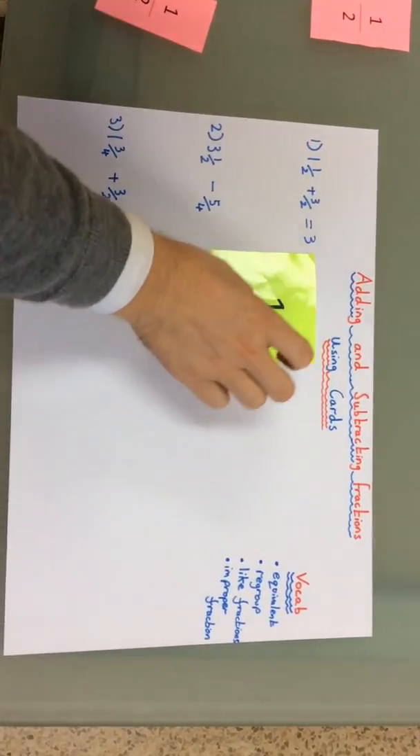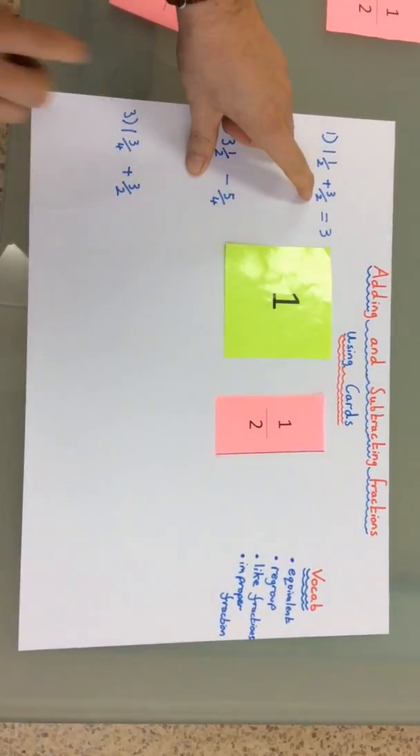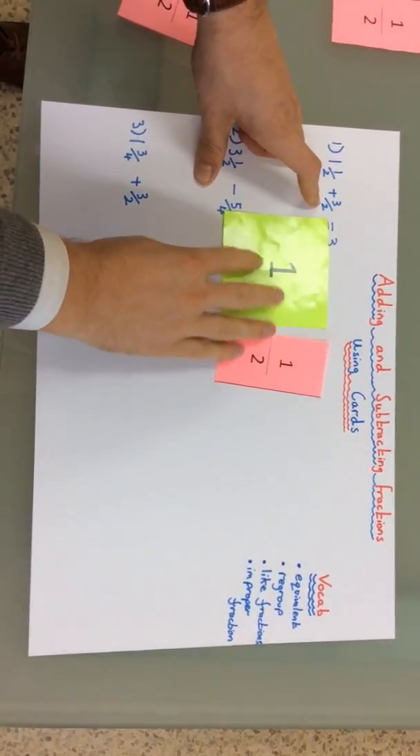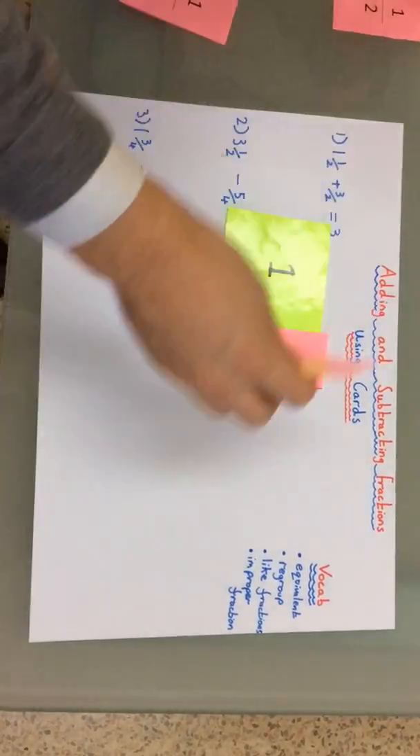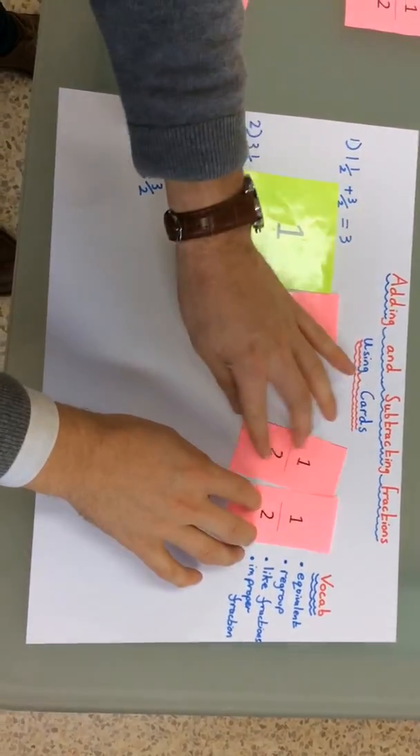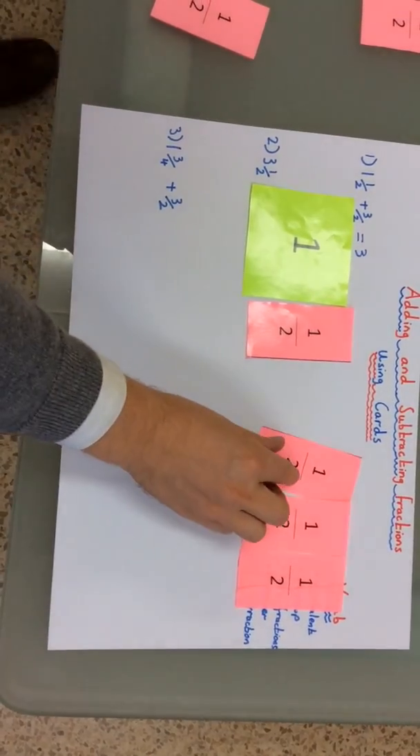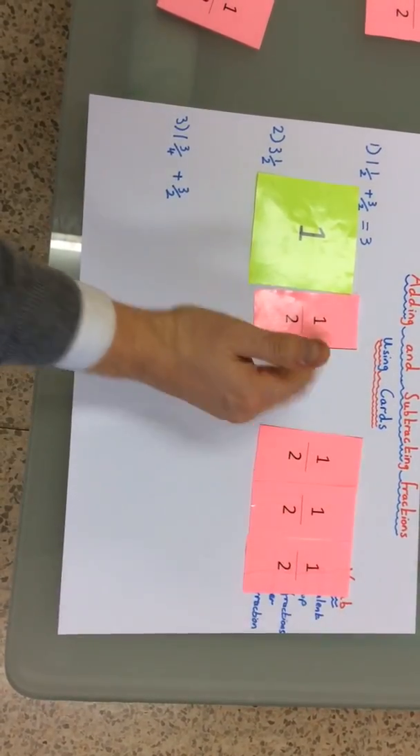So I have 1½. It doesn't say 3½, does it? It says 3/2. So it's an improper fraction. It's important that we say that differently, that we say 3/2, not 3½. So here I have 1½ and I'm going to plus 3/2.